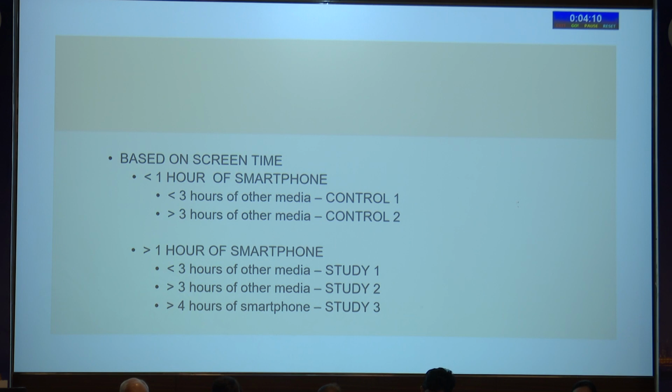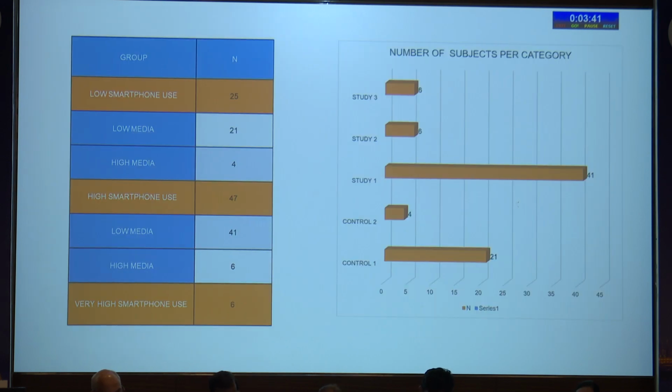Based on screen time, the groups were divided into two. That is, the control group, the children who use less than 1 hour of smartphone, and the study group that use more than 1 hour of smartphone. In the control group, if the child used less than 3 hours of other media, they were control group 1. More than 3 hours of other media were control group 2. Whereas in the study group, if they use less than 3 hours of other media, study group 1. More than 3 hours was study group 2. And more than 4 hours of smartphone was study group 3. So we analyzed, and we had 21 kids in control group 1, 4 in control group 2, 41 in study 1, 6 in study 2 and 3.